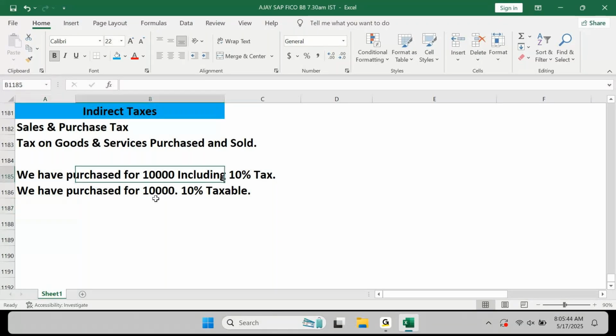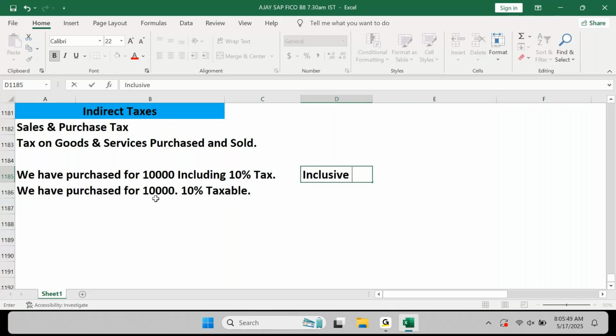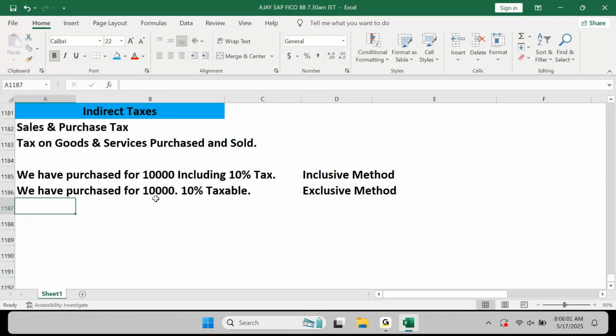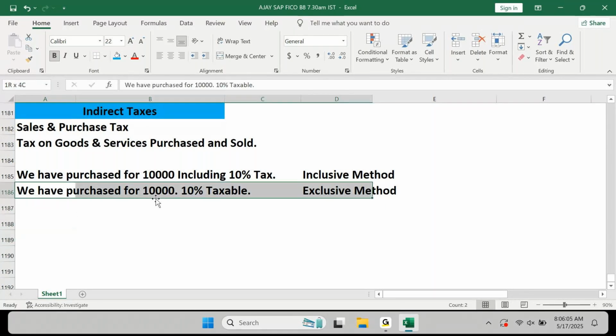This is called the inclusive method. And this is your exclusive method. In case you take the inclusive method, let's see what is happening.